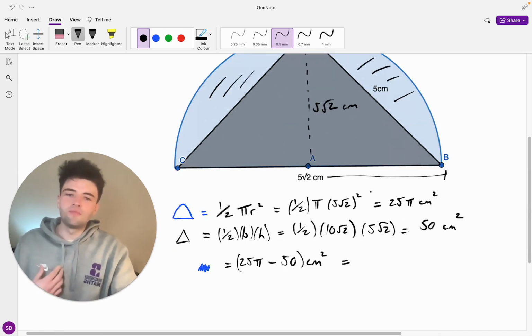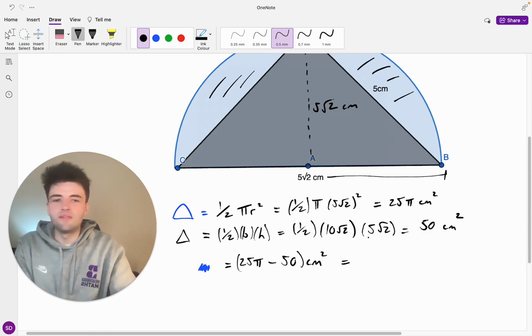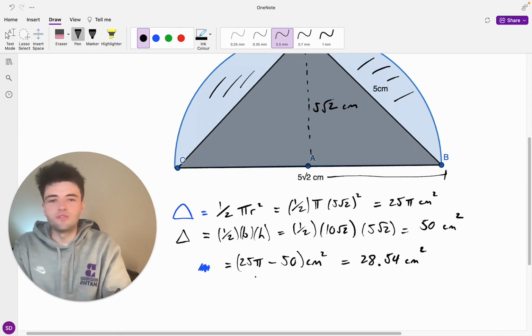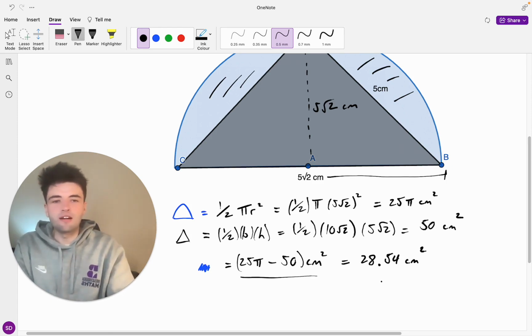And so the value of the blue shaded area we're going to look for here is just going to be 25 pi minus 50 centimeters squared, which is going to give us 28.54 centimeters squared. So that is going to be our final answer. Even if you got it in this form, that's usually what they want in the exam, in terms of pi, but our actual answer is just going to be this 28.54.